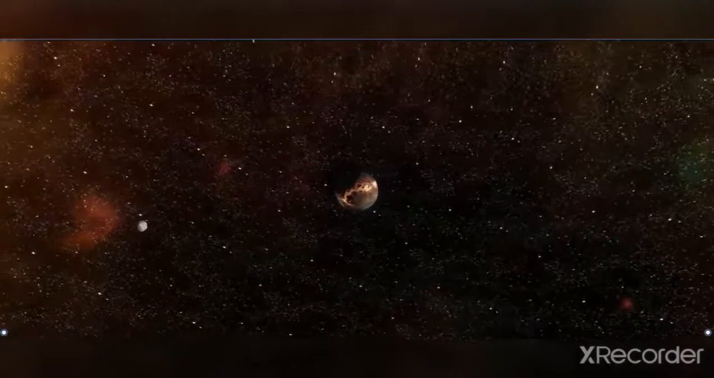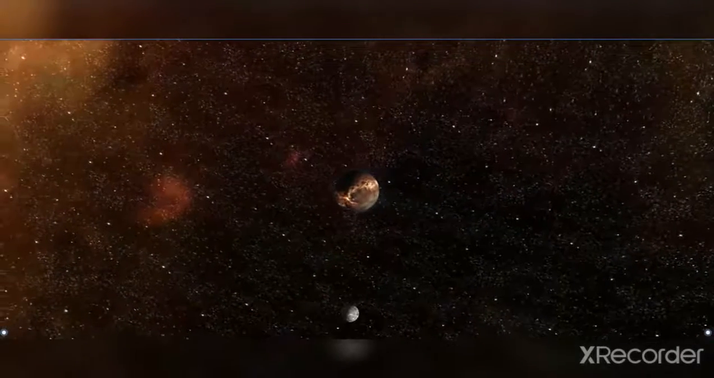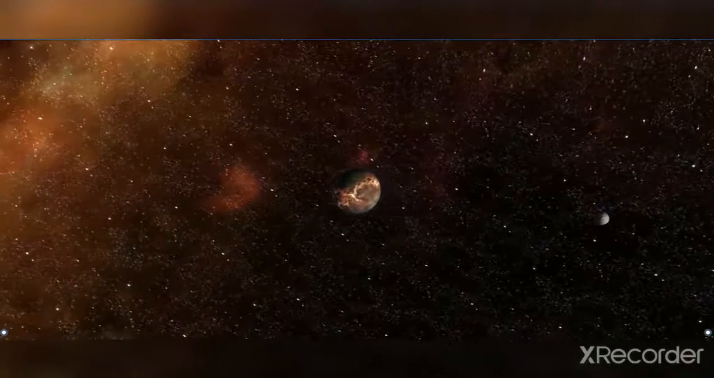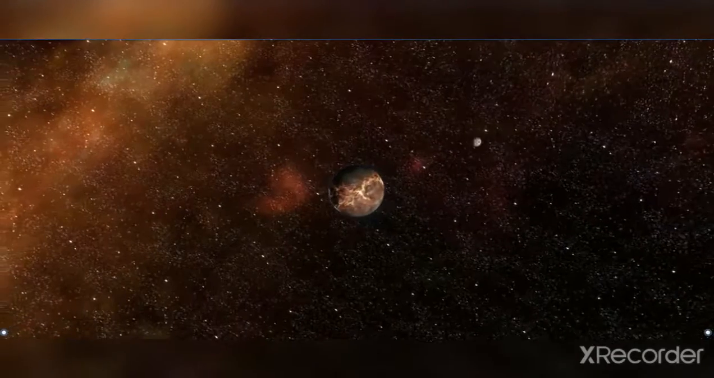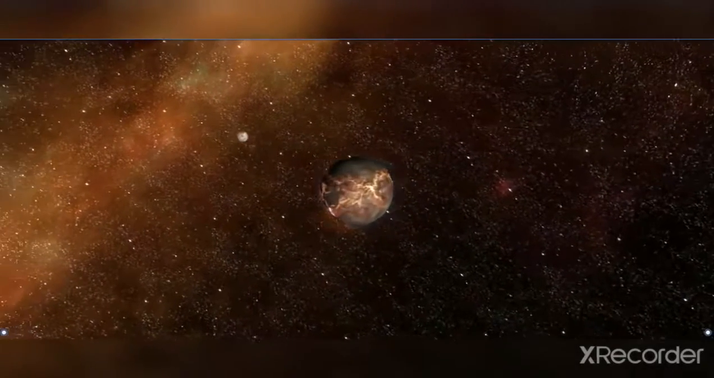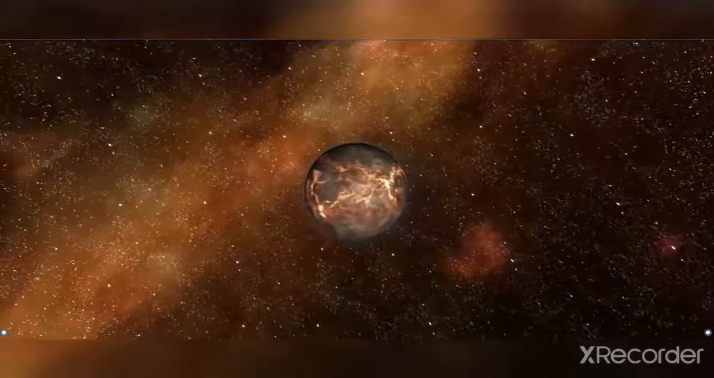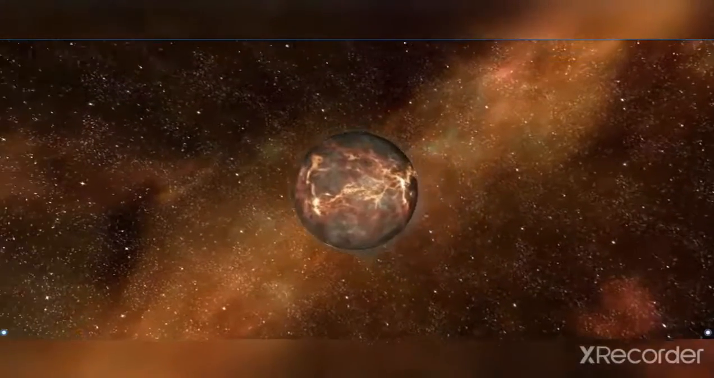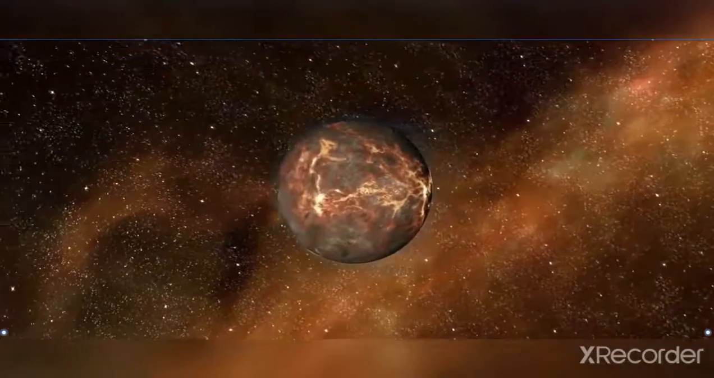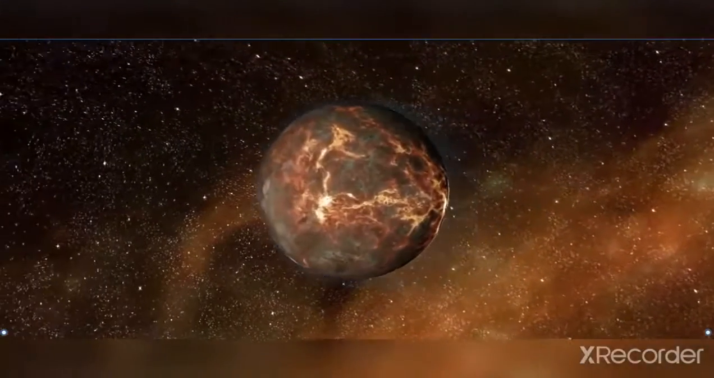Firstly, the Moon became tidally locked with the Earth, meaning it takes the Moon just as long to rotate around its own axis as it does to revolve around the Earth. Secondly, the Moon gradually receded from the Earth, cooled down, and then became geologically inactive.